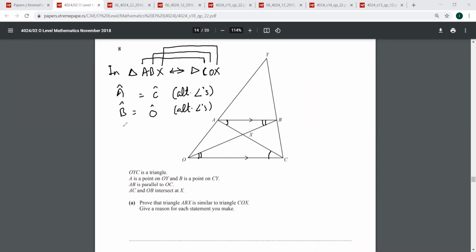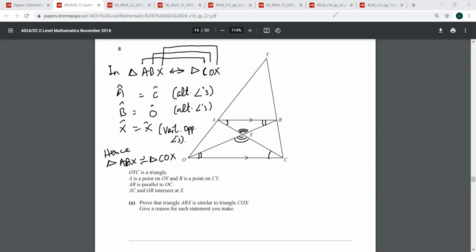And you can also say that angle X from here, this angle, is equal to this angle because these are vertically opposite angles. Hence, triangle ABX is similar to the triangle COX. That is how you prove that these two triangles are similar.